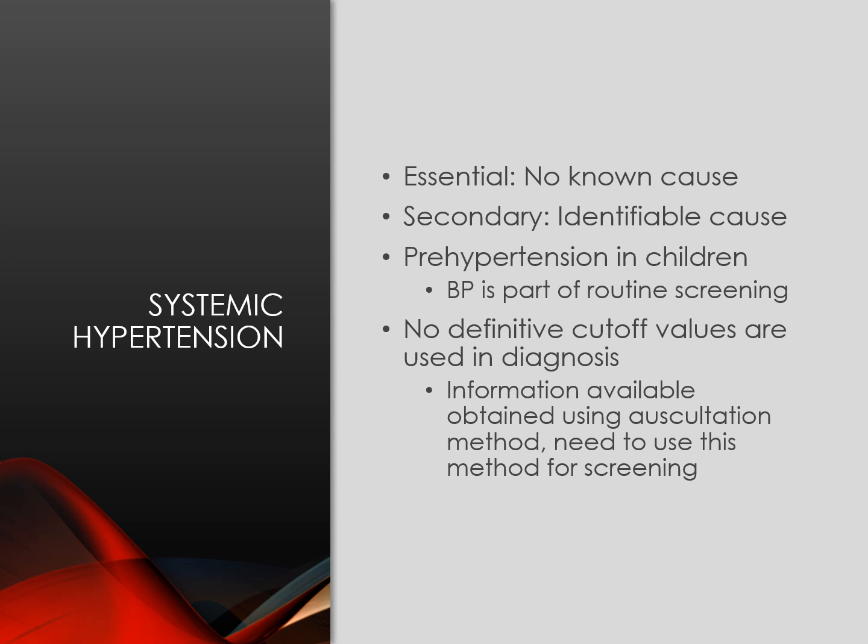And then sometimes there's a secondary cause where it's an identifiable cause. Like I said, it could be because of kidney disease. It could be because they have another comorbidity that is causing their hypertension. But basically what we want to do is make sure that if they have medications, we give them medications to keep them as normotensive as possible.